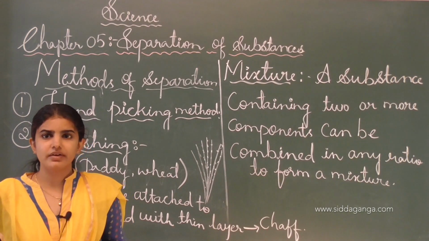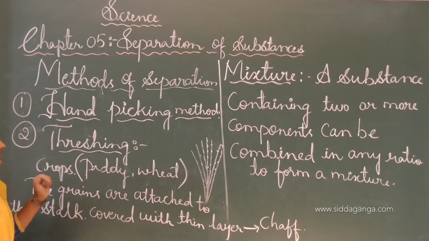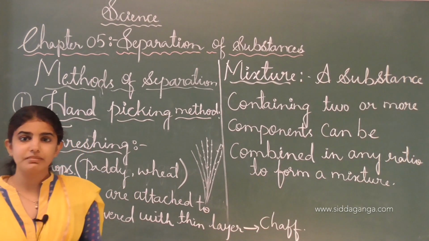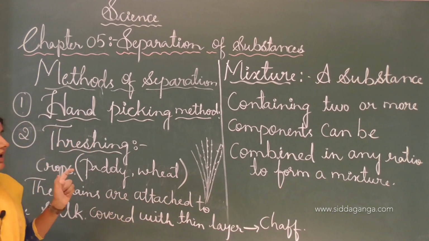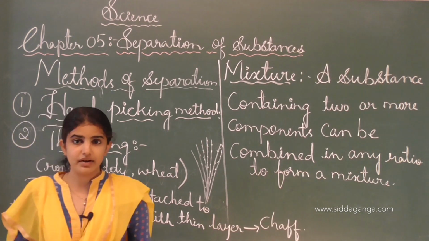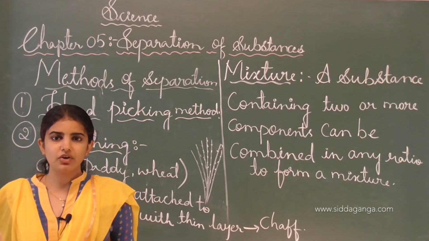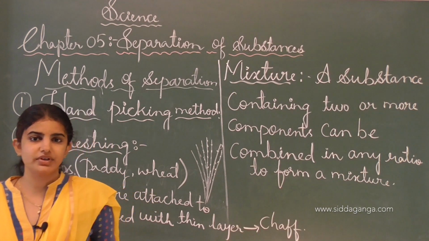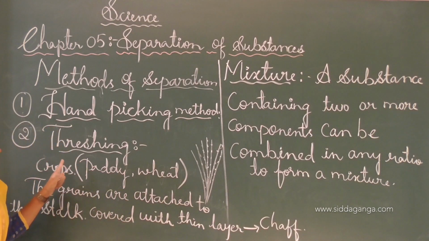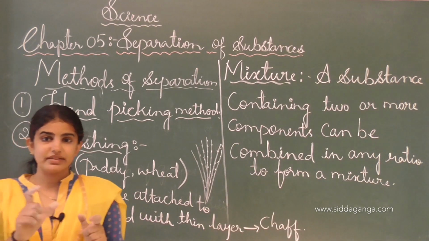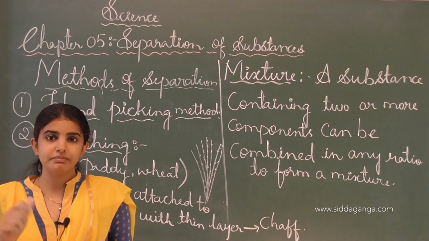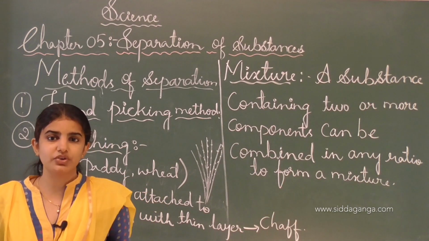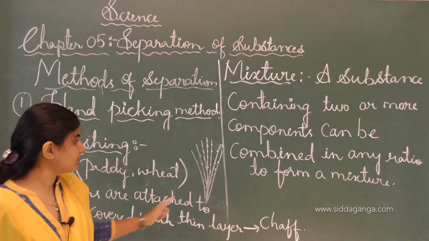Once again I will tell you the methods of separation. The first one is the hand picking method, and the other one is the threshing method. In hand picking, by using our hand we pick the desirable components from the undesirable components. The next one is threshing. Threshing, in short, is called beat hard. If we take the stalk and beat it hard, the grains will separate out from the stalk.